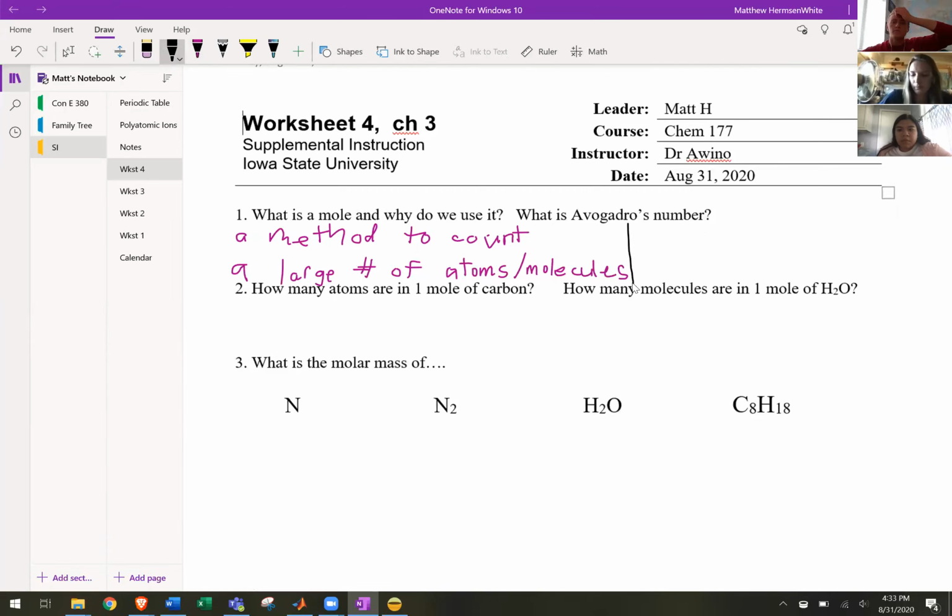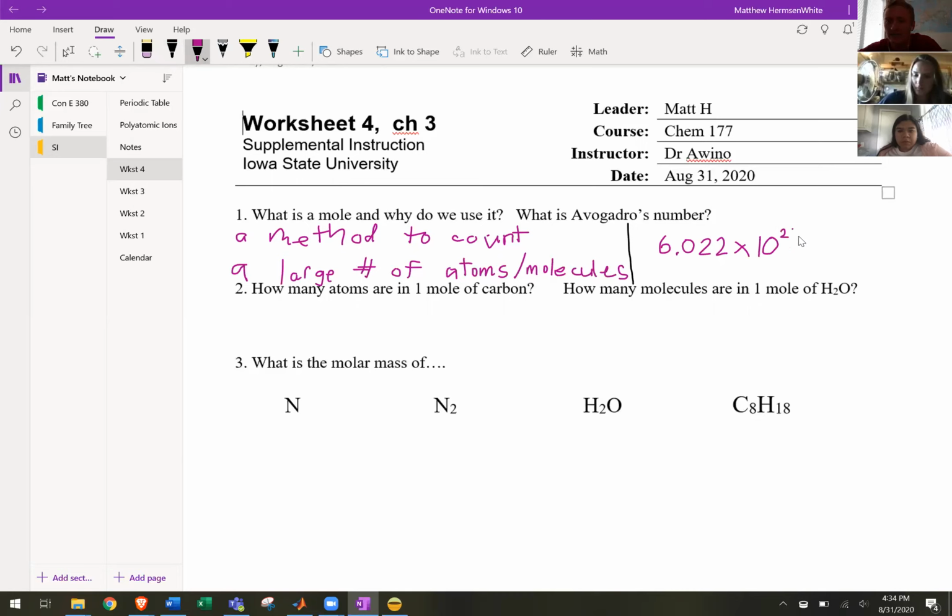Now, the question would be, what number do we use? Do we use a million? Do we count atoms by the millions or the billions? What number do we want to use? Well, there's a not so intuitive number, but it's really amazing, and we'll understand over the next 2 weeks why this number is so amazing.